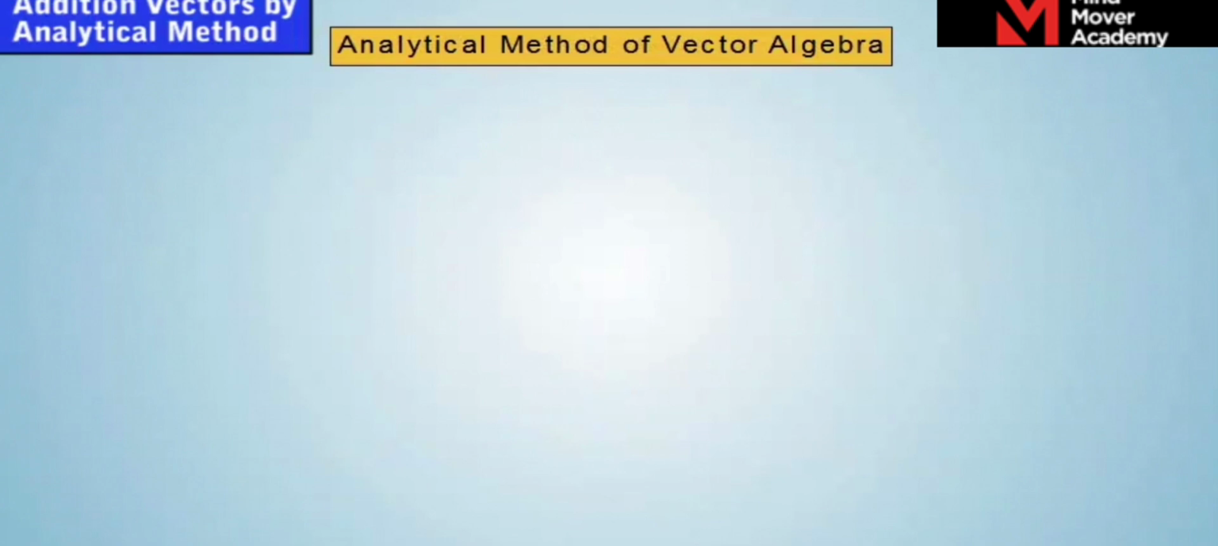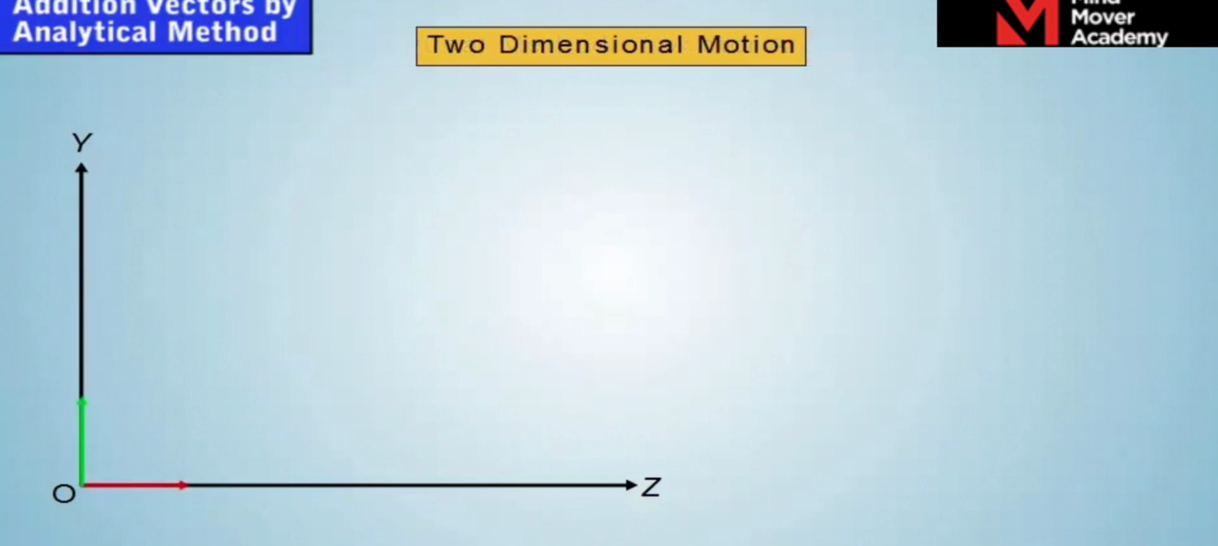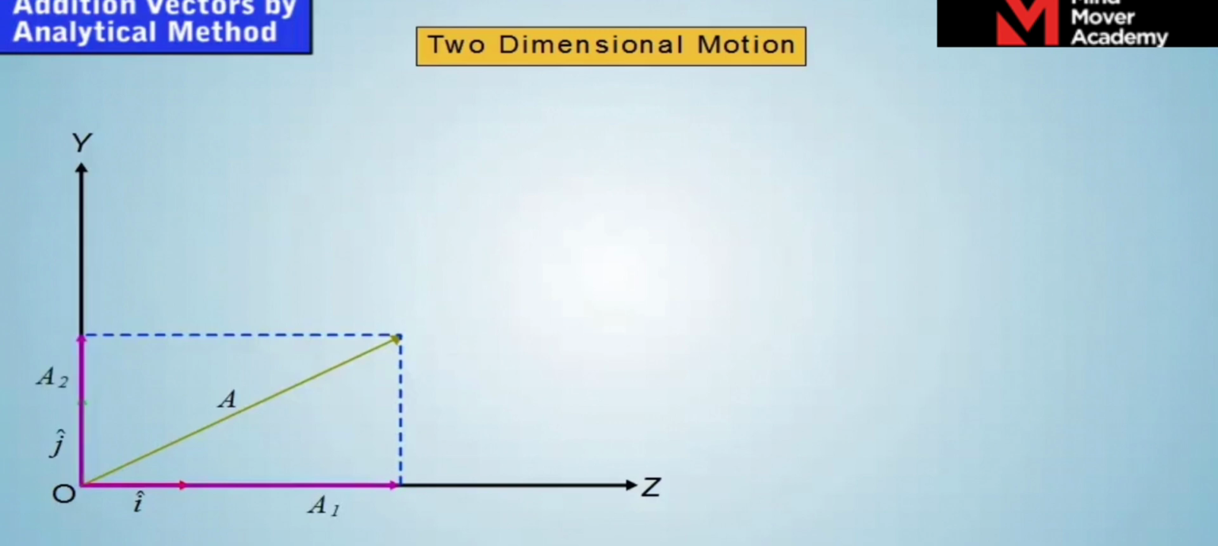Now, let's see how vectors are added by the analytical method. First, we will discuss vector addition for two-dimensional motion. You need to resolve the given vector along i and j only. Now, consider a vector A on the xy plane. From the head of the vector, draw perpendicular lines to the coordinate axis to obtain vectors A1 and A2. Hence, we can write A is equal to A1 plus A2.